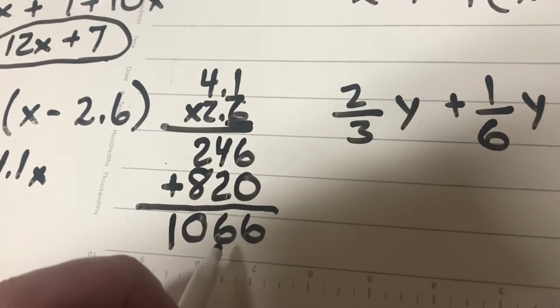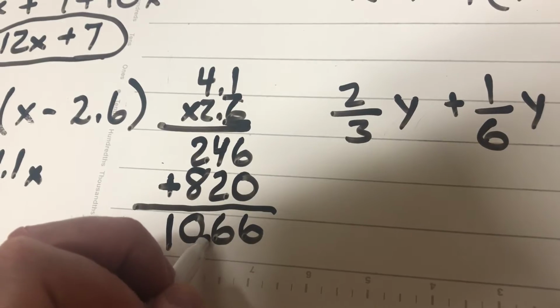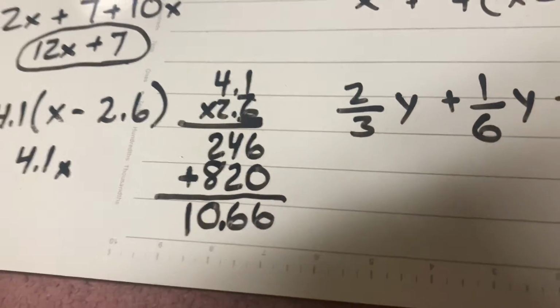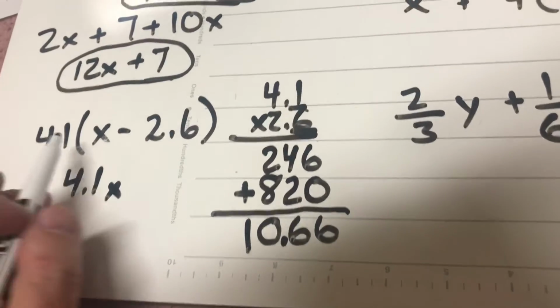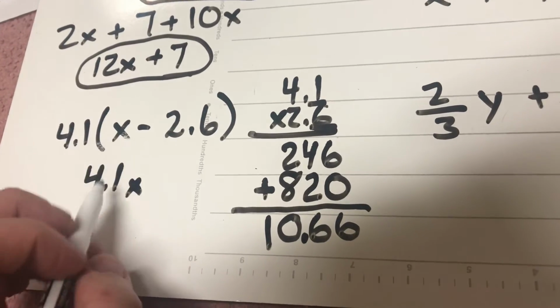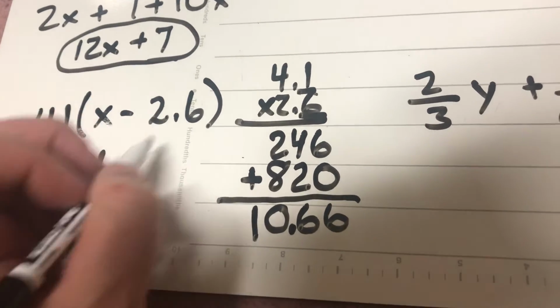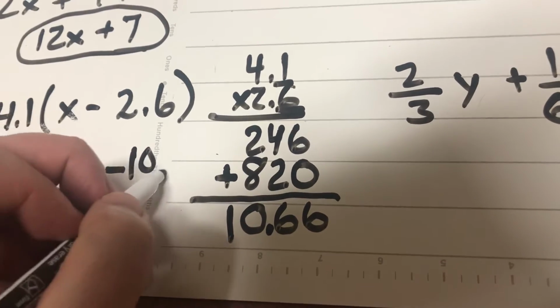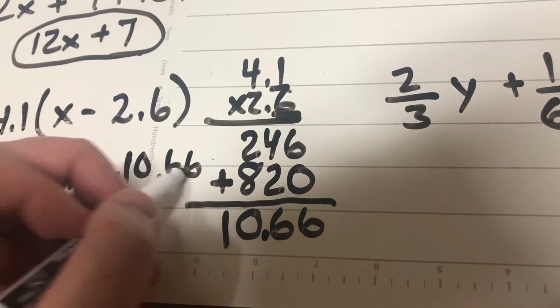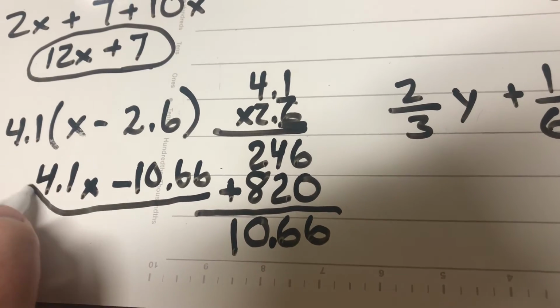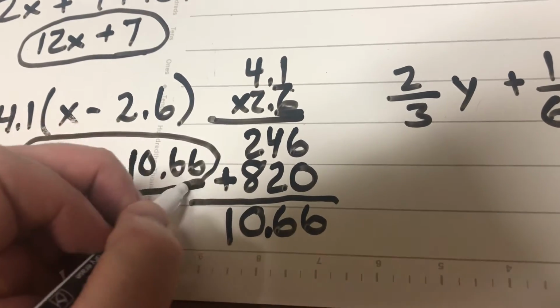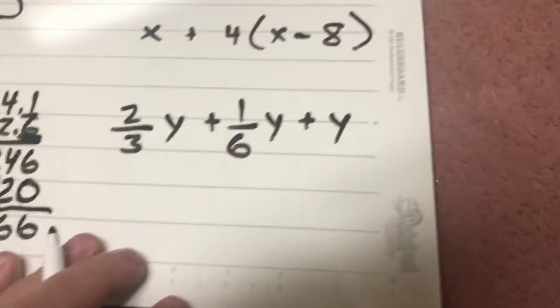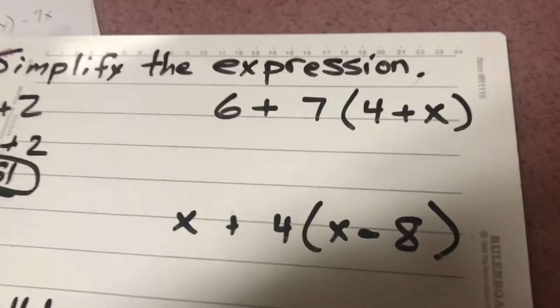So I need 2 numbers after the decimal in my answer. I end up with 10 and 66/100ths. So 4.1 times x is 4.1x. And then I'm going to have my minus 10 and 66/100ths. Depending on the numbers, there might sometimes be a little scratch work, but it's not going to be anything you can't handle. All right, let's go to this one.